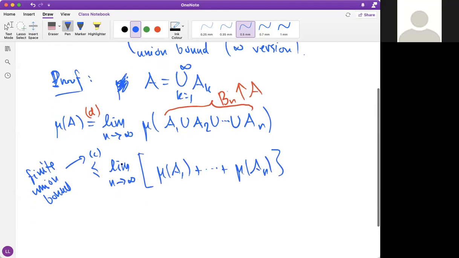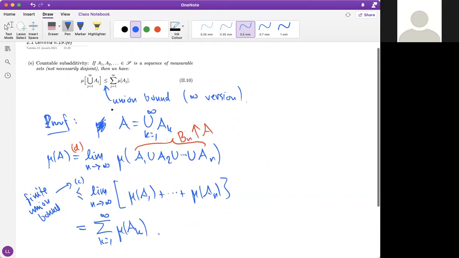And what is this limit here? Well, the limit here, by definition of an infinite sum, is the sum from k from 1 to infinity, mu of A_k. And actually, that's the claim. If you look at what we wanted to prove, we wanted to prove that the measure of the union is less than the sum of the measures. So this here is now mu of A, and on the right we have what we have on the right side. So we can always again put this square and conclude the proof.